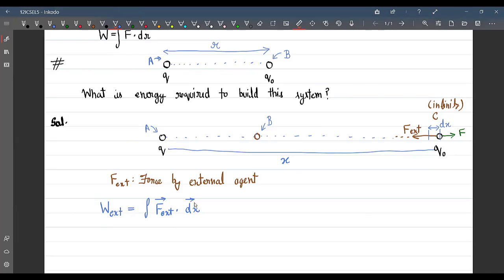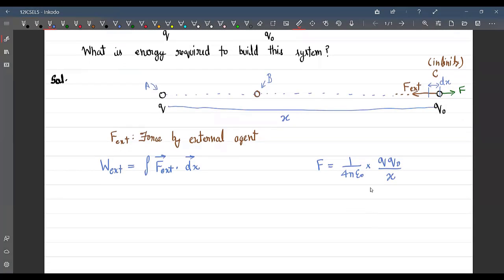Now let us calculate this force. The value of the force is given. See, this is the electrostatic force. F is the electrostatic force. That will be given by 1 by 4 pi epsilon naught into Q Q naught by x squared. And you just want to overcome this force. Your force should be a very small amount greater than F.